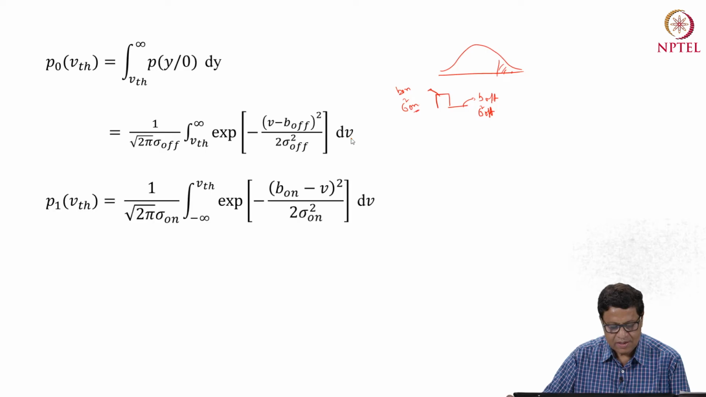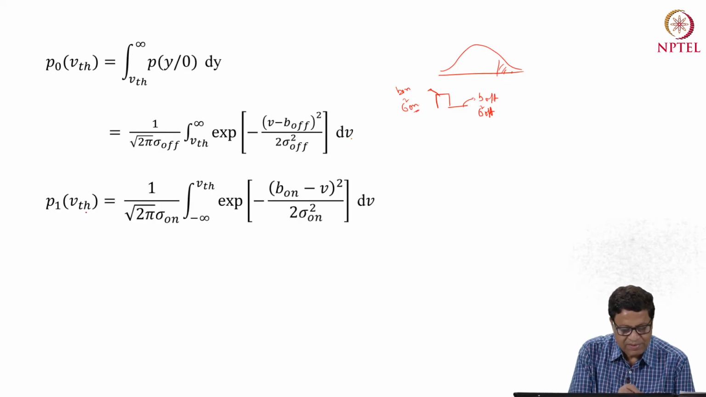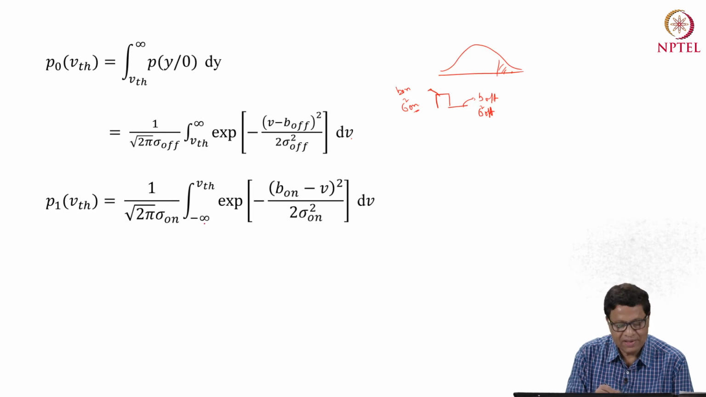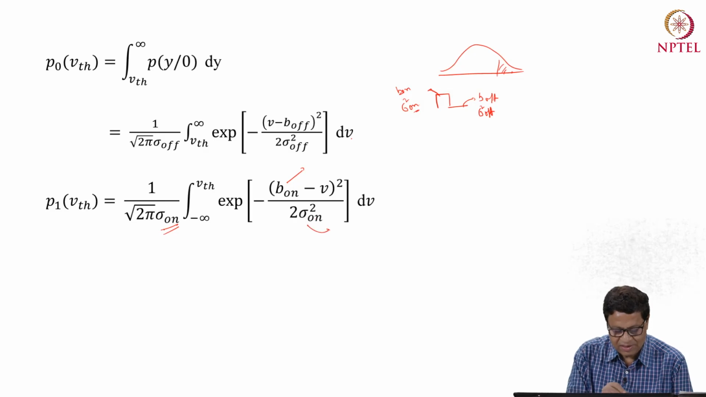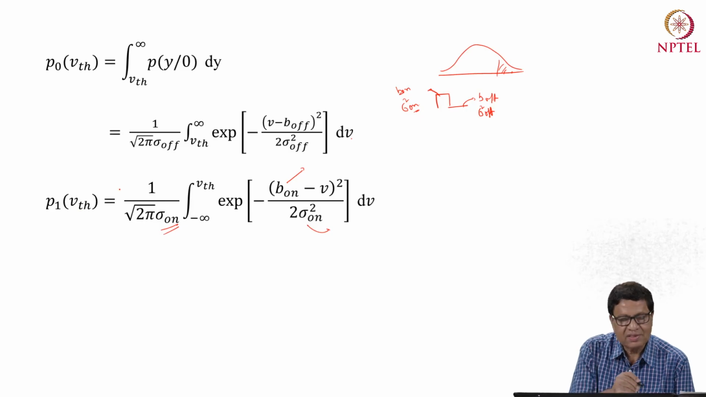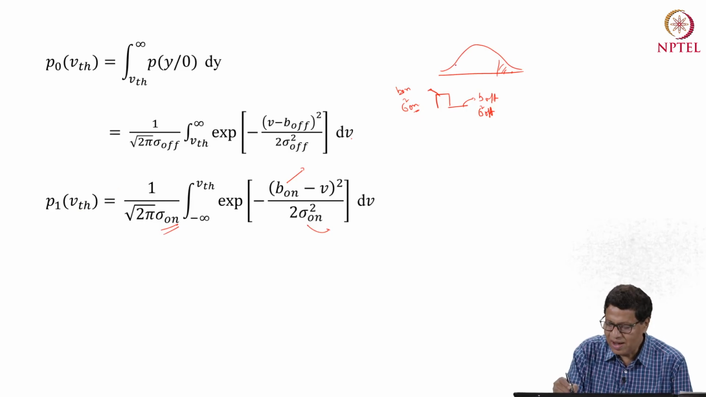Similarly, we can write P1 VTH. The limits will be from minus infinity to VTH. You can refer to the same diagram which was there earlier. So the limits will be minus infinity to VTH, and here you have sigma on, that is the variance for the on state, and this is the average for the on state, and this is sigma on, the root of variance. So this is the P1 VTH and this is the P0 VTH. So basically I have calculated both of these areas.